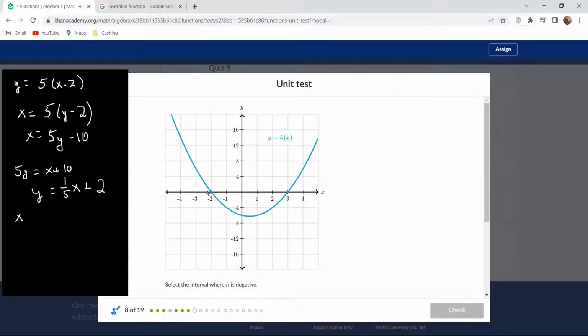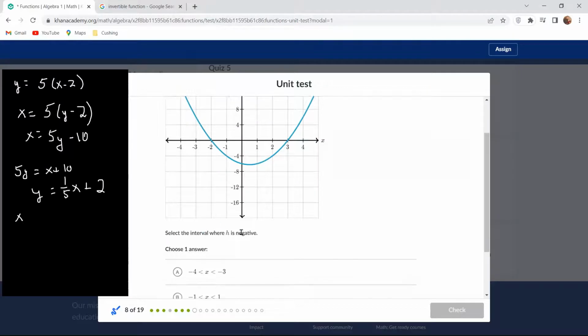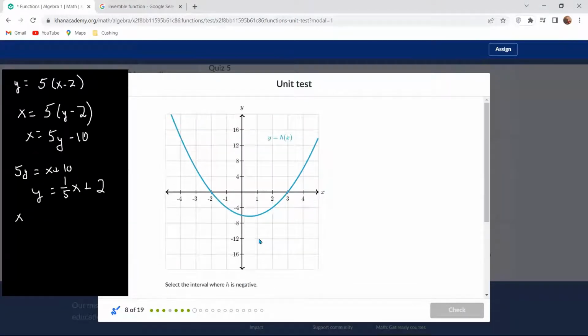All right, so this is a quadratic looking function. It is curved. So let's see here. Select the interval where h is negative. The interval where h is negative, h is the function. So h of x is how they're writing the function. Typically you see f of x, but h of x is fine as well. So h of x is the value of the function.